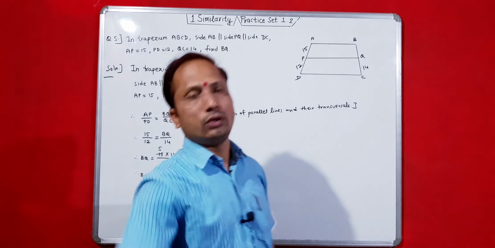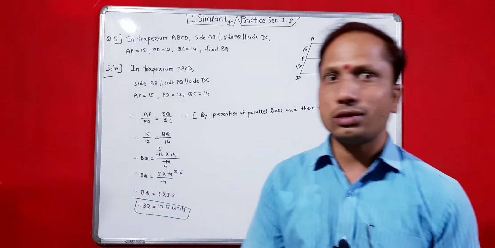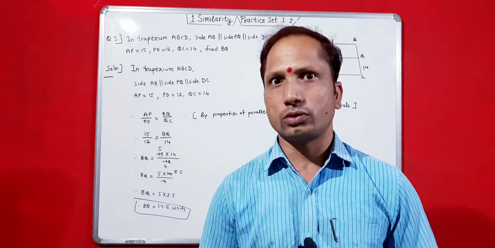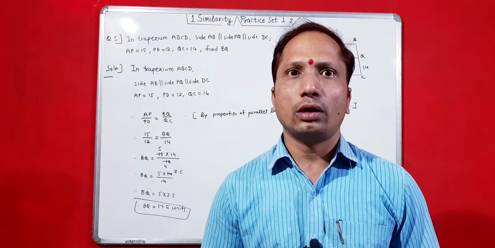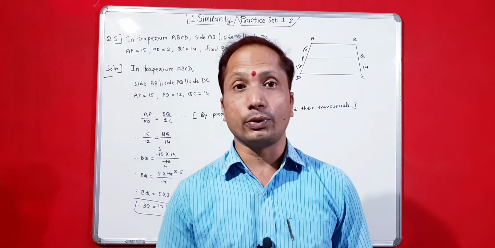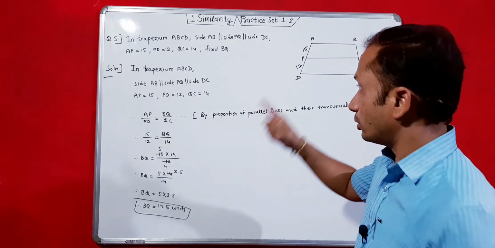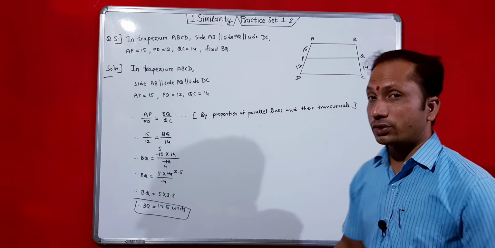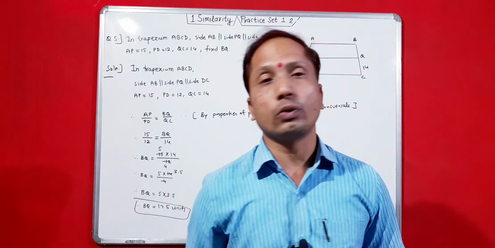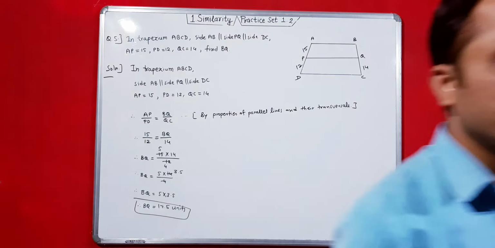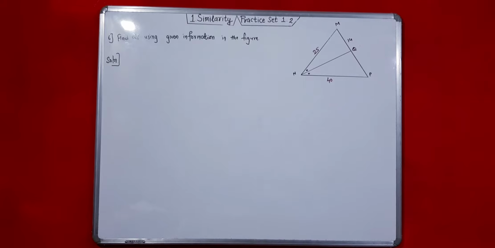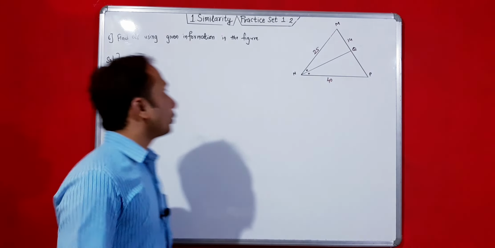So very easily you can solve such types of problems, because you have to use these properties: basic proportionality theorem, converse of basic proportionality theorem, angle bisector property, and finally the parallel lines and their transversal property for this practice set. The steps will be given. Just do the calculation and you will get your solution. This is problem number 5, and now we are going to solve problem number 6.